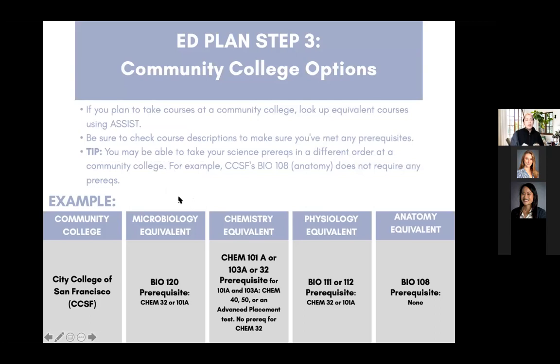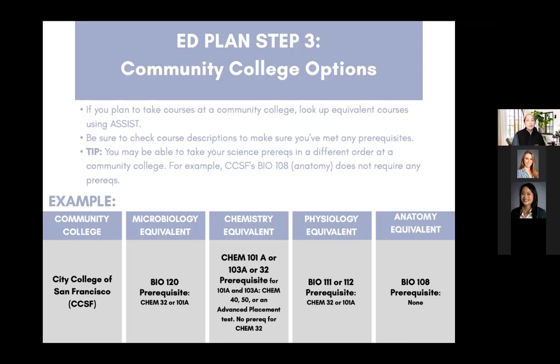This is an example to show you that if you plan to take courses at the community college, you have to use ASSIST to look up the equivalent classes. What's also really important is that the community college classes, their descriptions and the prerequisites may be different from SF State's. And so it's important, again, for you to read the course description and make sure you have the prerequisites. Another thing is that sometimes, because the prerequisites may be different, you may be able to take your science classes in a different order at a community college versus how it is at SF State.